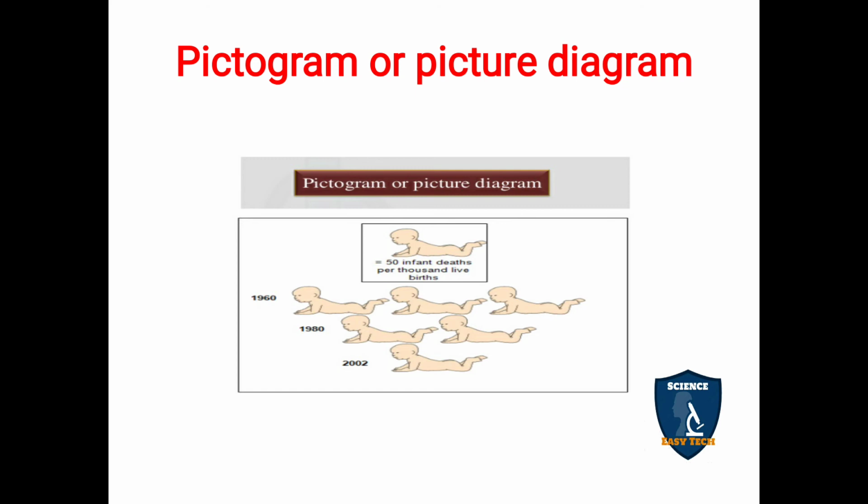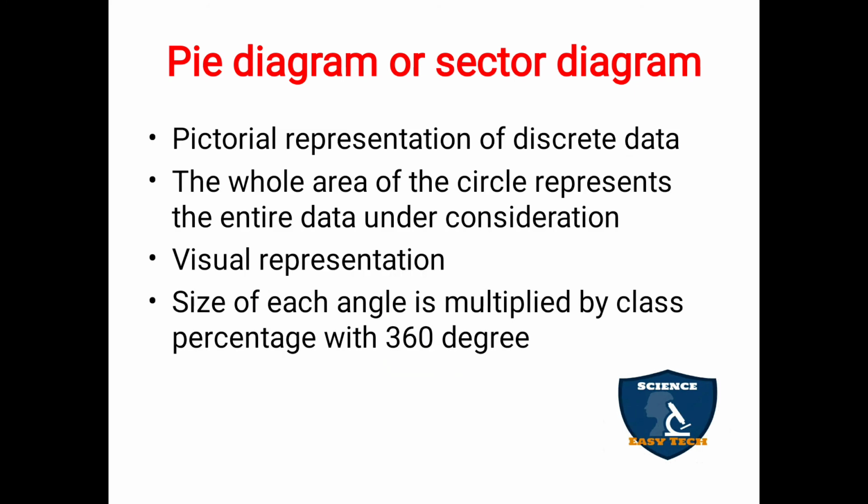1980 they have given only two pictures. One picture represents 50, so two pictures means 2 into 50, it is 100. In 2002 only one picture has been given, that is 50 infant deaths per 1000 live births. So in this pictorial representation they will be representing the data.